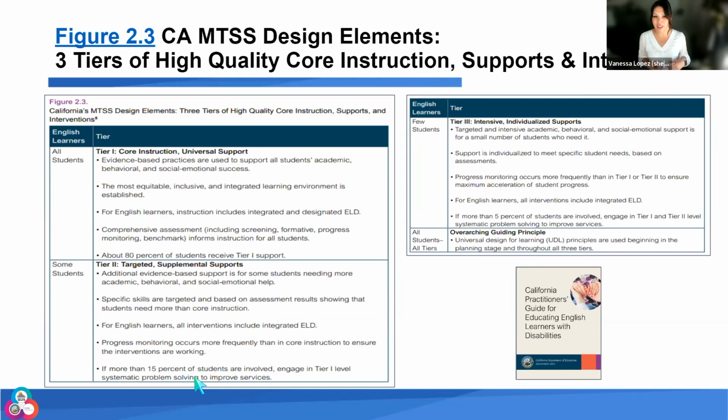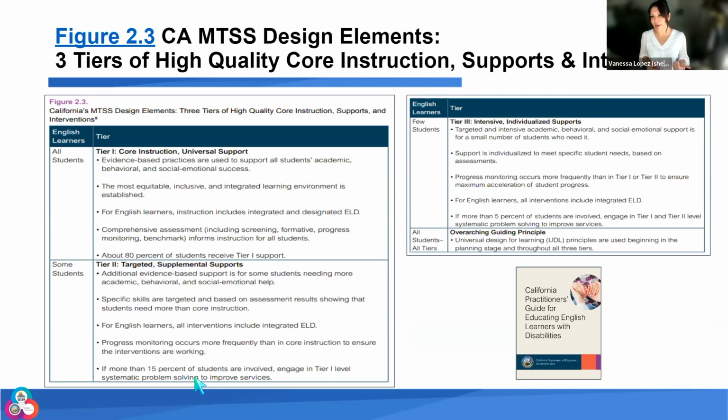We have comprehensive assessments, which is inclusive of screeners, it's formative, progress monitoring, benchmark. And here, though it's available for all students, about 80% of students are truly accessing tier 1 supports without the need of additional supports. Then it might be that some students might require tier 2 targeted supplemental supports. As a reminder, this is still general education. Here we're looking at additional evidence-based support for students in academic, behavioral, and social emotional health, all 3 categories. Here, specific skills are targeted based on assessment results, showing that students need more than core instruction. For English learners, all interventions include integrated ELD. Okay, doesn't get ruled out.